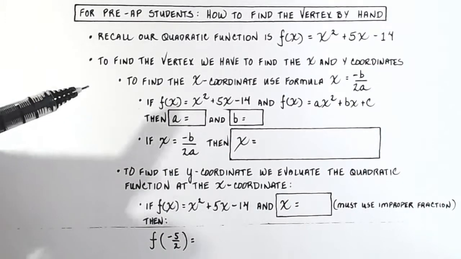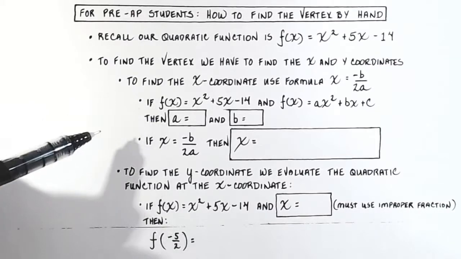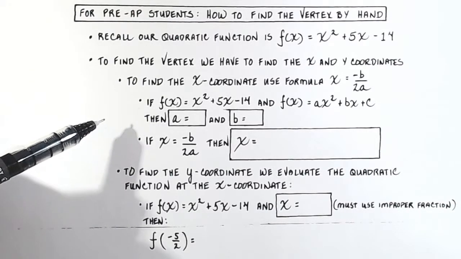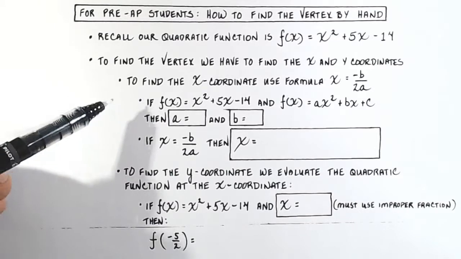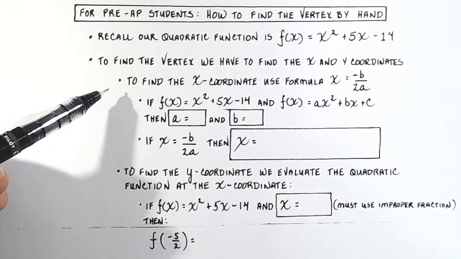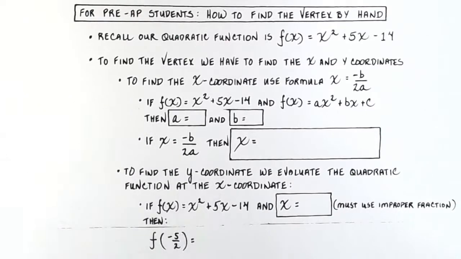The vertex would be the bottom of the hoop. If it's an upward pointing quadratic function, that's called a minimum point. Or if it was a downward pointing quadratic function, that would be the top of the hoop, and that would be a maximum. So we want to find the coordinates of that vertex.